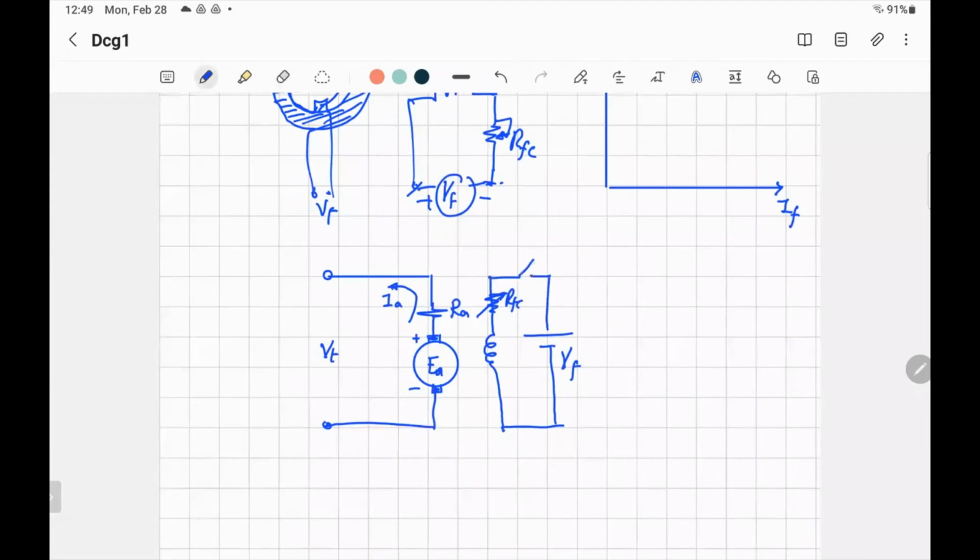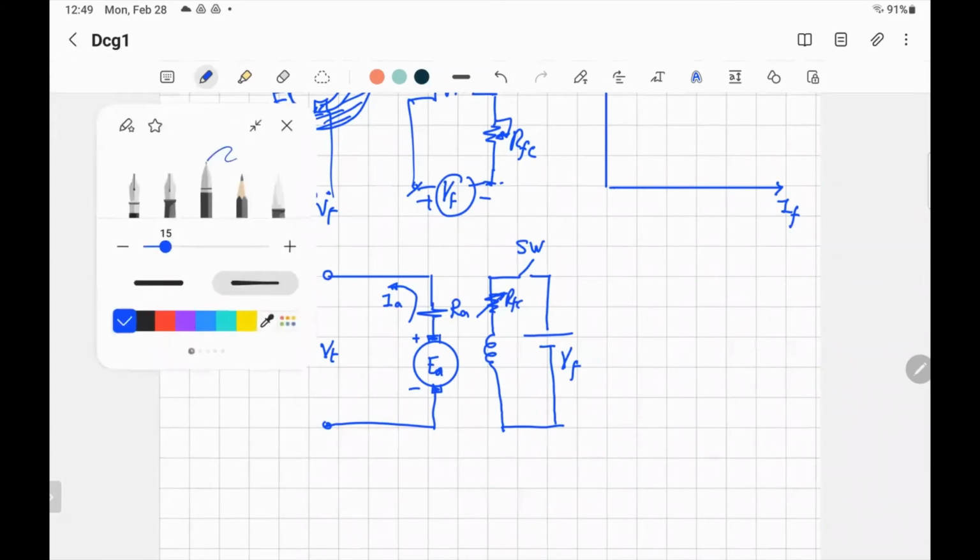When you start, the switch is open, so the current will be 0 before you start. You set the rheostat to its full resistance, so when you close the switch, the resistance is really high and the current is very small. You start with a very small current. And how can I measure EA? You just put the voltmeter here across the terminal.